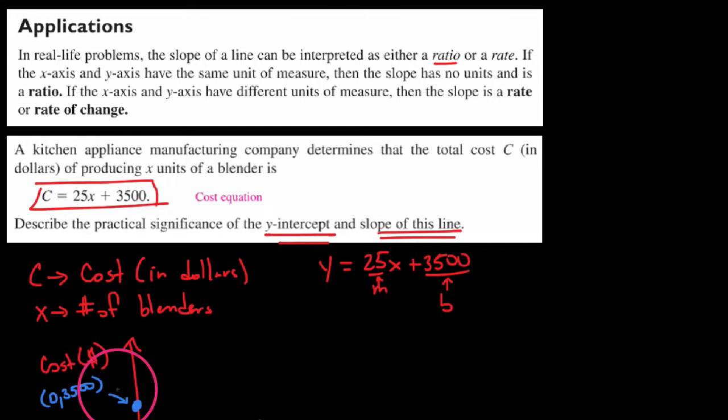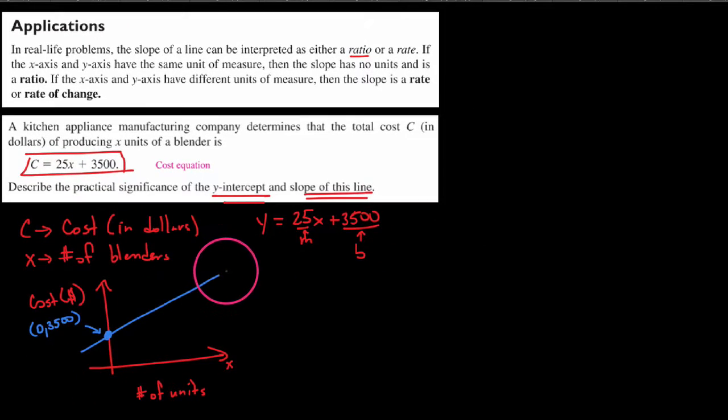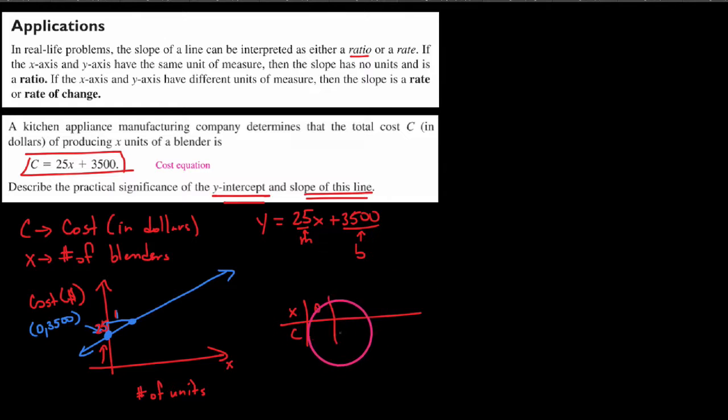We would start off with $3,500 here, but since it has a positive slope, it would continue indefinitely, where to get to the next point, we're being told that the slope is 25, or 25 over 1. So what are the practical significances of slope and the y-intercept? We can see that the y-intercept is this point right here. And in a tabular format, what the y-intercept is saying is that if we were to make 0 blenders, then our initial cost is just going to start off as $3,500.